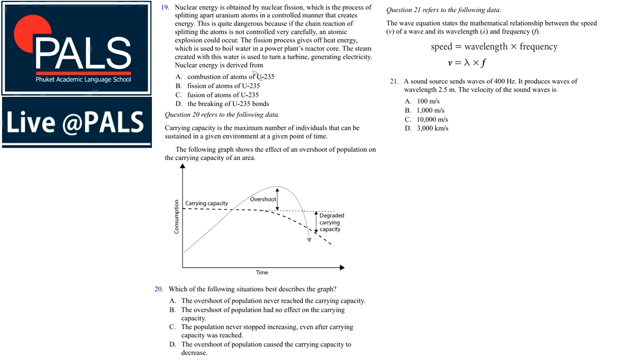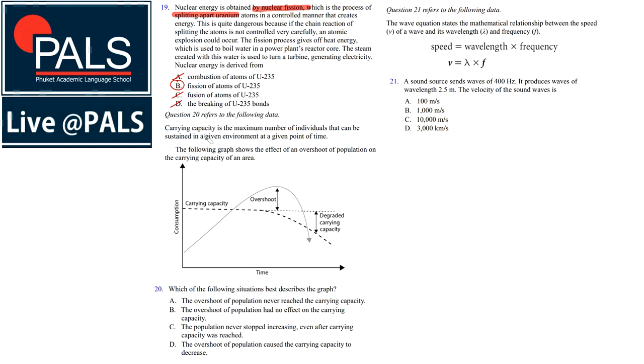Nuclear energy is derived from what? So, nuclear energy is obtained by nuclear fission, which is the process of splitting apart uranium atoms. So therefore, it's not combustion, it is fission of U-235 atoms, not fusion. So this is just a close reading question.